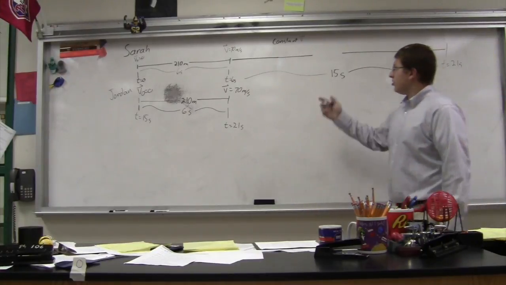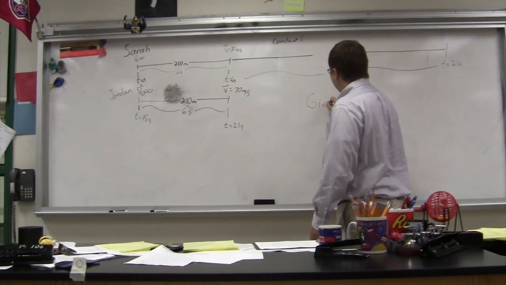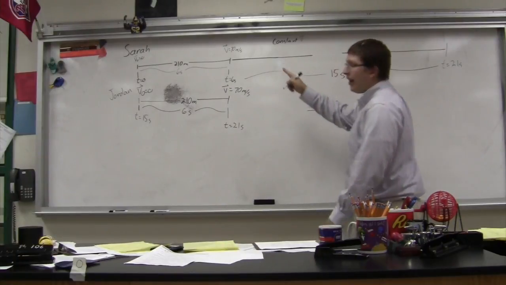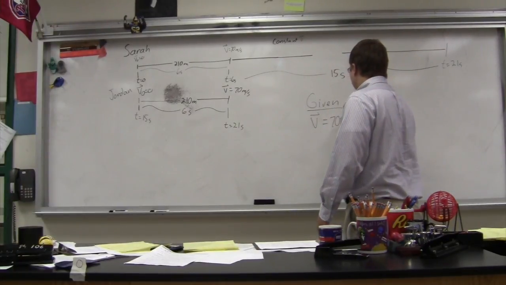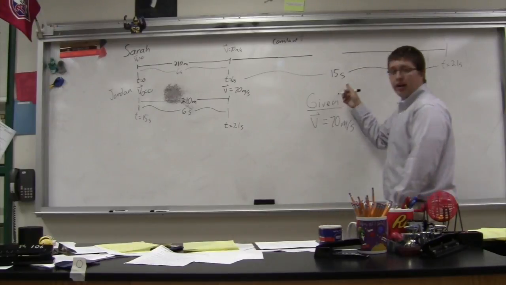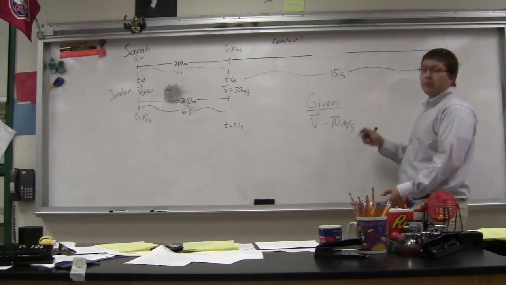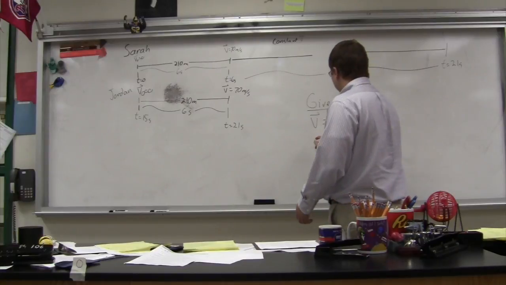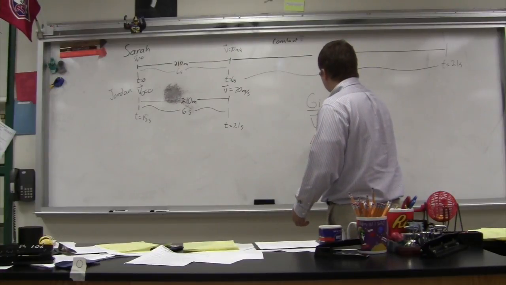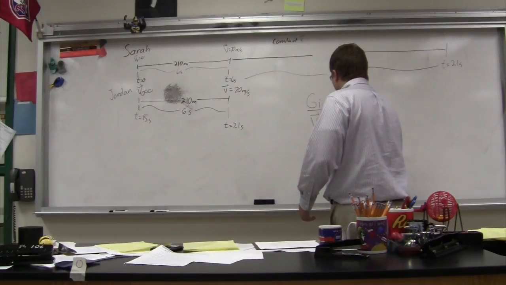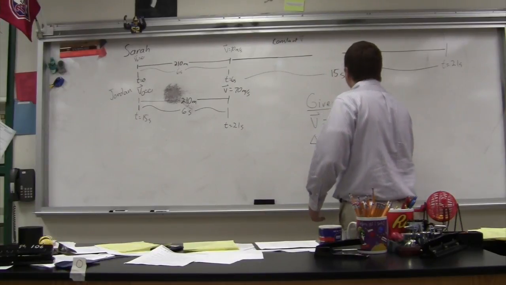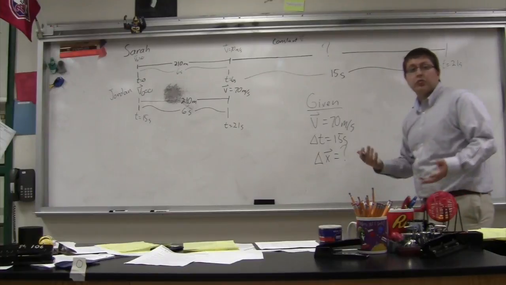So what you can see here is, if you want to still write down your given, we have a constant velocity of 70 meters per second, and she's going to be traveling 70 meters per second for 15 seconds. And then the question now becomes, how far is she going to go? That's what we really need to know.